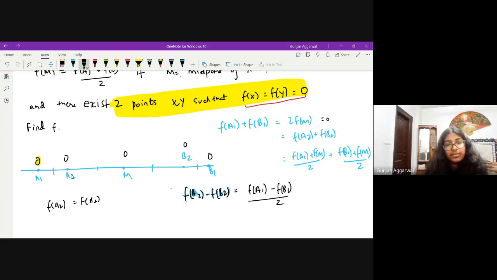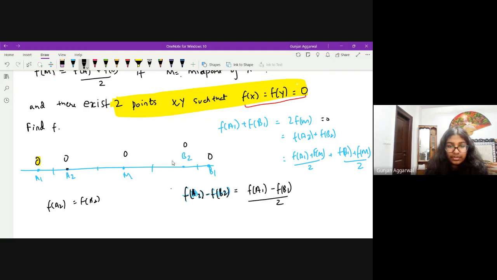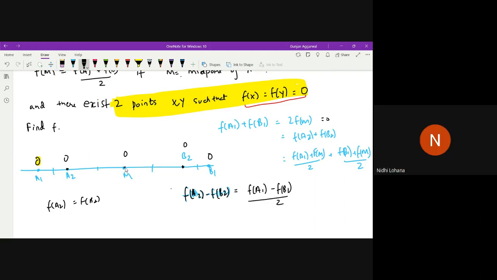How do they become 0? I have taken A2 as the midpoint of A1 and M. So you got the midpoint, like 1 by 4, and so those become 0. Then there will be a midpoint of A1 and A2, and that way the entire line would be 0, right? Exactly.